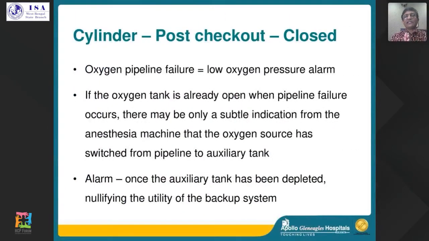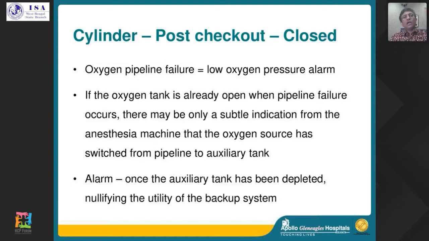The other thing is, if you look at the oxygen pipeline failure alarm, which is nothing but the low oxygen failure alarm, if the pipeline pressure falls, this is the alarm that starts alarming, isn't it? And imagine a scenario where the central gas line pipeline pressures have fallen, but the oxygen cylinder is kept open. Then the oxygen comes from the oxygen tank, and this subtle change happens with just a small indicator.